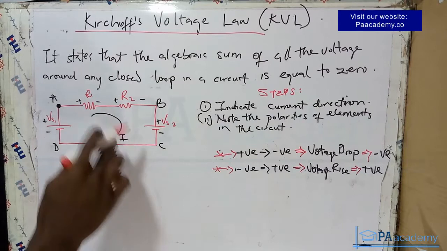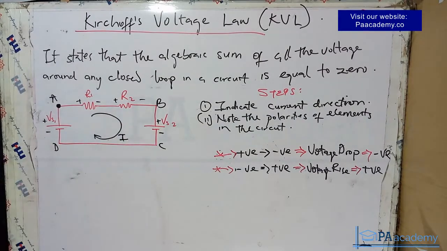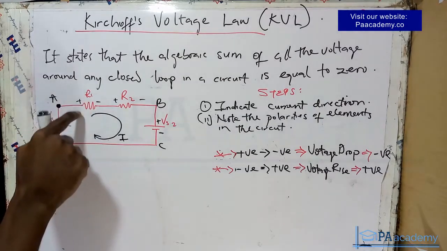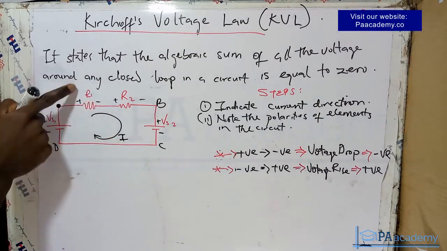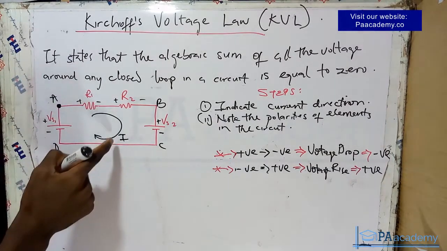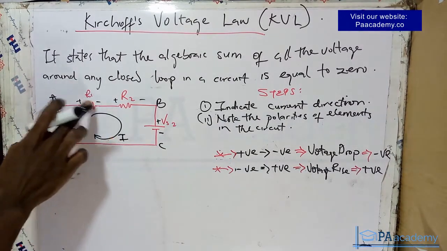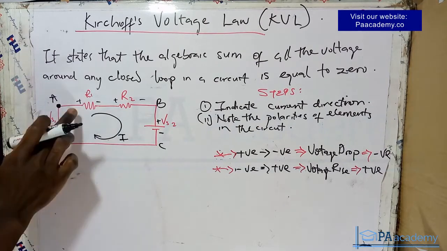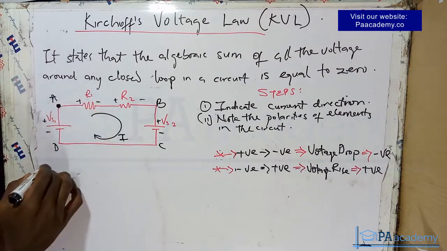So now with the idea of this, let's go ahead and start to calculate the algebraic sum of voltage around this closed circuit. From A, by the time we get here, remember this is resistance R1 and this is current. So the voltage here, moving from positive to negative, is going to be minus.